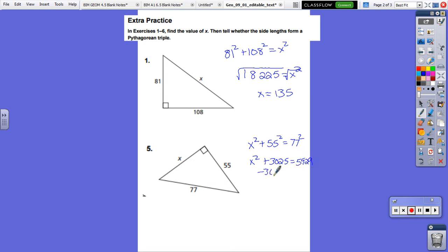Now I'm going to subtract the 3,025 to the other side. And I'm going to end up finding out that x squared is 5,929 minus 3,025. X squared is 2,904. Now to find just x, I'm going to square root that number. And I'm going to end up with a decimal. So I'm going to have x is 53.89 approximately. Now, in a perfect world, I would like you guys to go ahead and reduce the radical, but for this example, we're not going to. So since x became a decimal, x is not a Pythagorean triple.